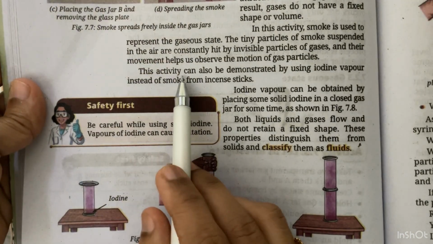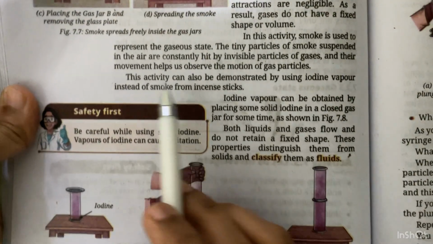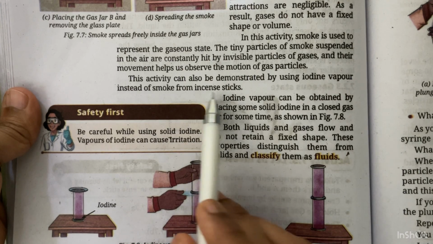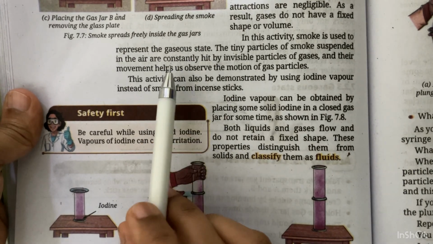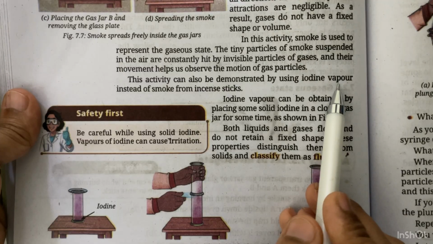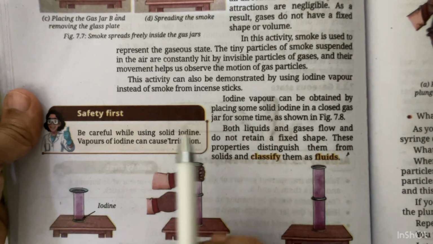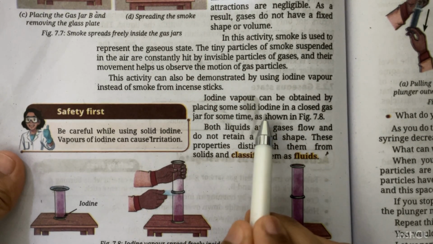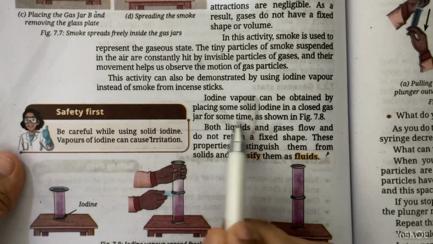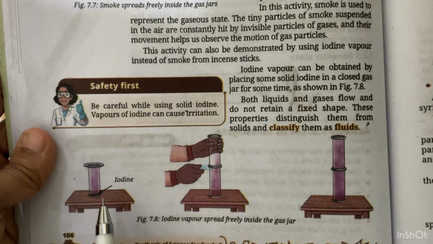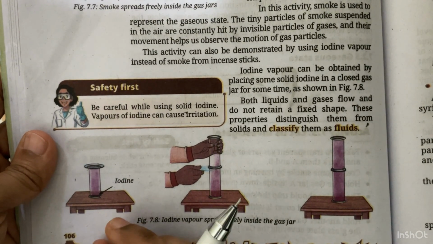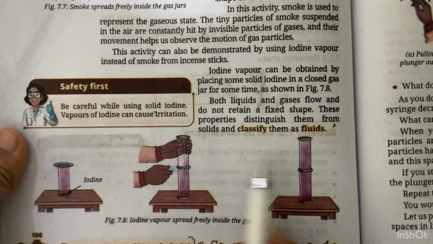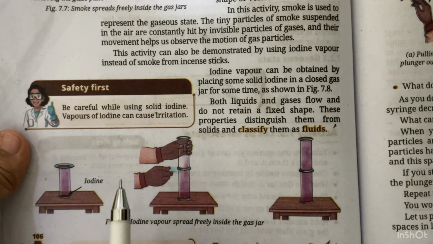Okay, this is the activity we have studied right now. This activity can also be demonstrated by using iodine vapor instead of smoke from the incense stick. Iodine vapor can be obtained by placing some solid iodine in a closed gas jar for some time, as shown in the figure. We have to place solid iodine in the closed gas jar, and after some time it will start vaporizing.